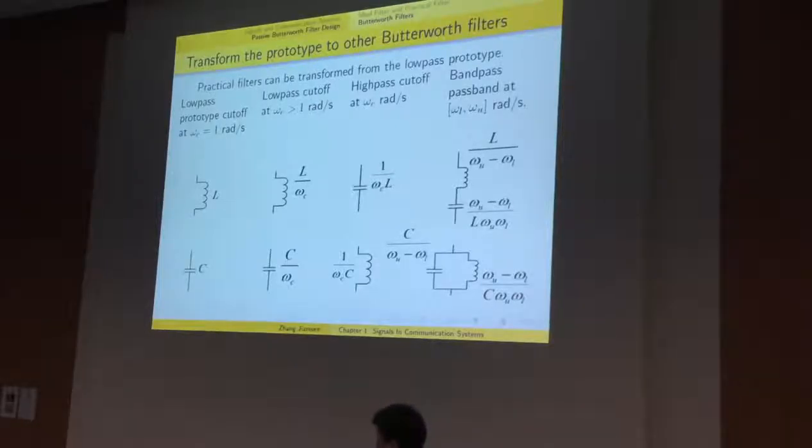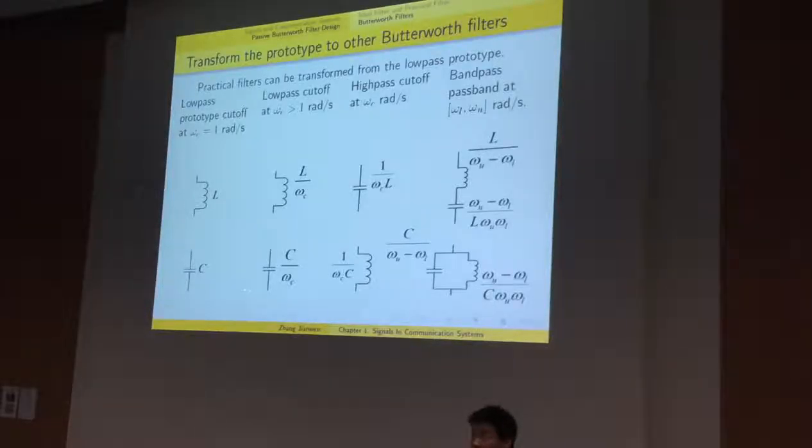Okay, let's say omega C now is 100 radians per second. So how can I get this practical low pass filter from the low pass prototype I have? Let's say third order, and pi type. Pi type, first component is a capacitor, right? I need to change it to another capacitor with its capacitance C over omega C, 100 radians now. C divided by 100.